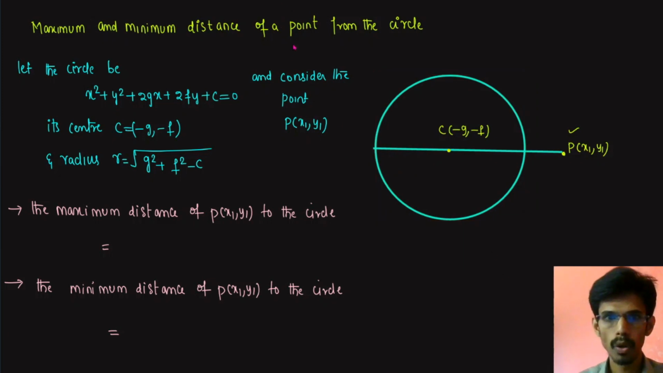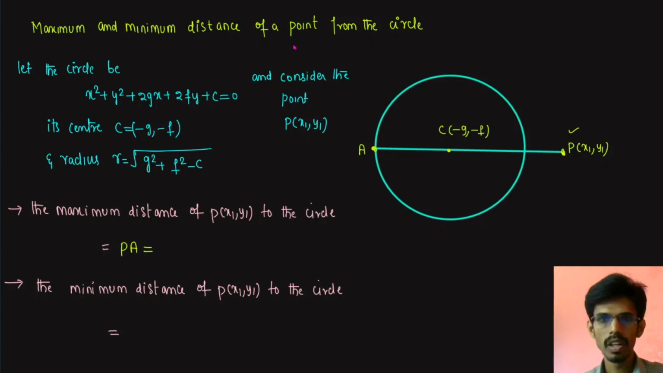Let me mark this point as A. So the maximum distance will be P to A, right? The maximum distance will be PA.